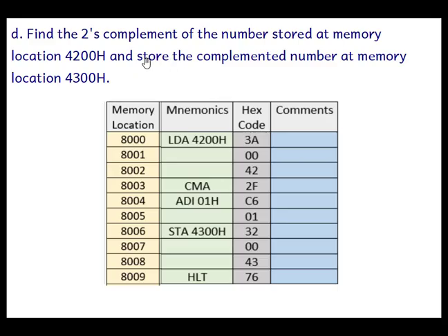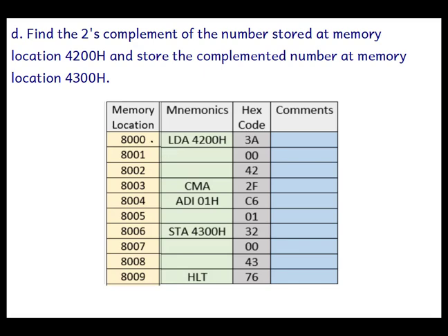So this is the fourth and the last program of this particular practical. Find 2's complement of a number stored at memory location 4200 and store the complemented number at memory location 4300. This is almost similar to the previous one. The only difference is that we need to add 1 to the complemented number. That's all. So what do we do?